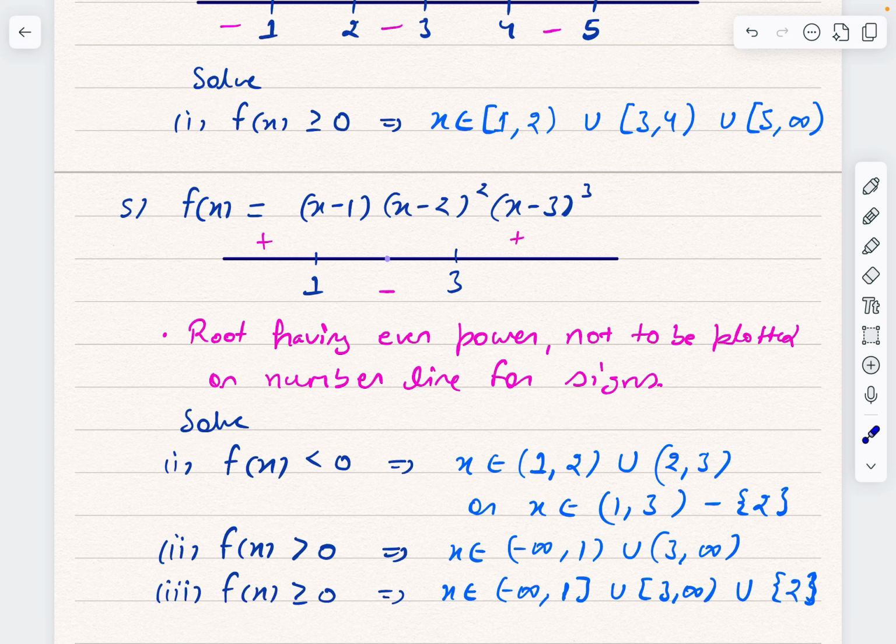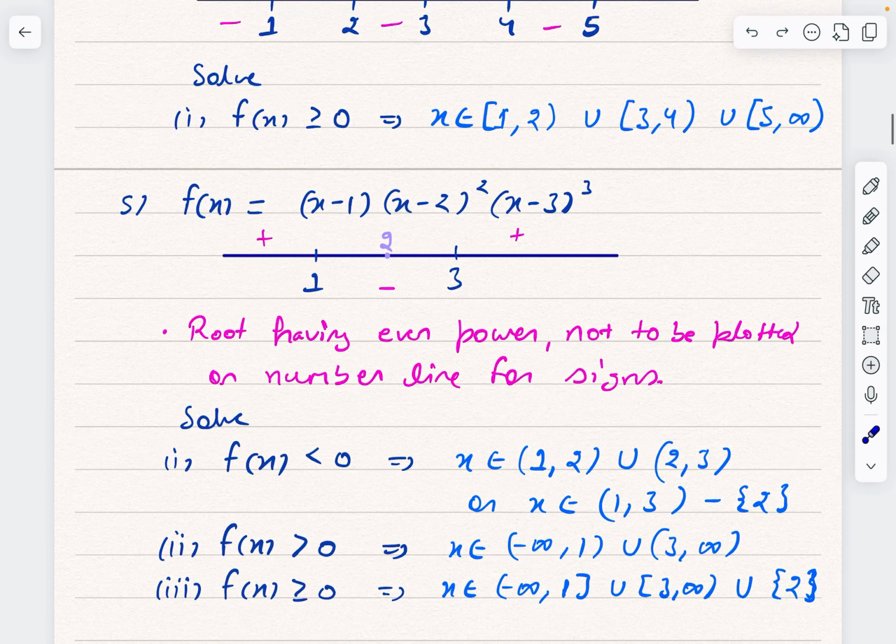So what we'll have is 1, 3. Positive, negative, positive. But at 2, the value will be 0. This right now says that between 1 and 3 the value is negative, but that is not true. At 2 the value is 0. So just to remind ourselves, we put it here separately. Between 1 and 3 the value is negative, but at 2 the value is 0.